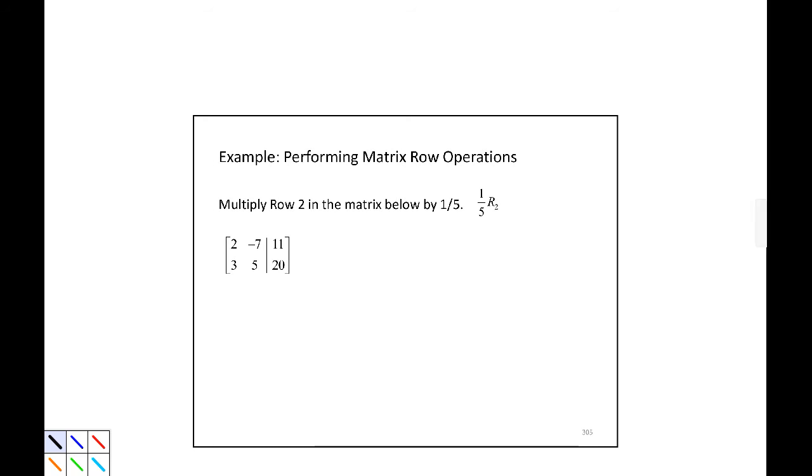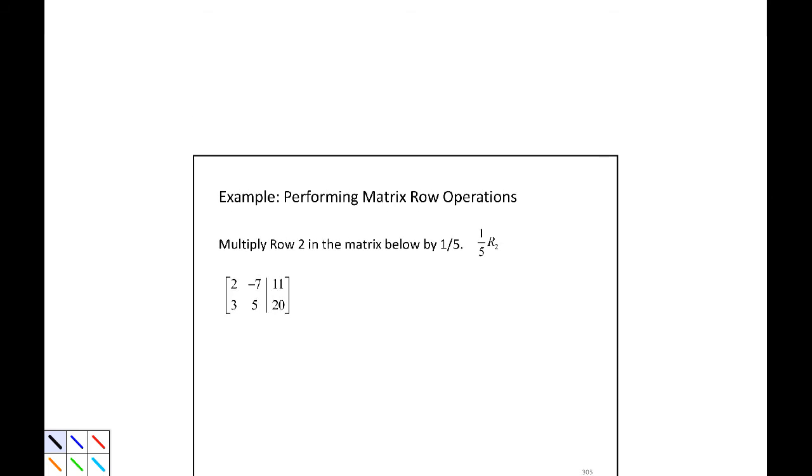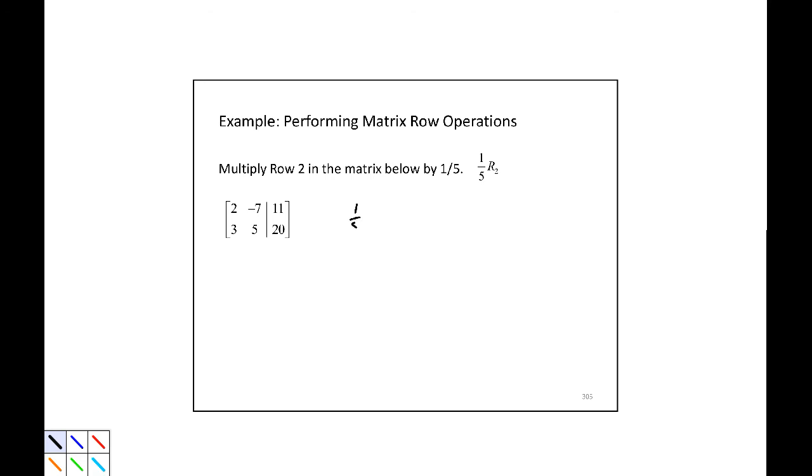Multiply row 2 in the matrix below by 1/5. That's notated as 1/5 times R2. Now our matrix is 2, -7, 11, and the second row is 3, 5, 20. So we're going to multiply each of the values in row 2 by 1/5. So I'm going to calculate this by saying 1/5 times 3, which is 3/5, 1/5 times 5, which is 1, and 1/5 times 20, those are all elements in the second row, which is 4.